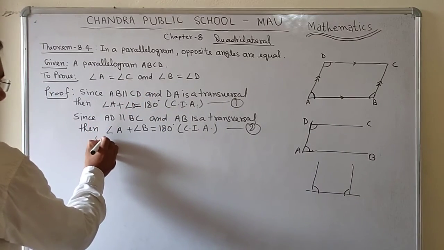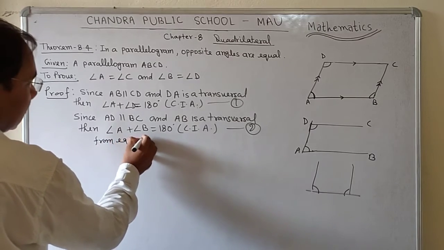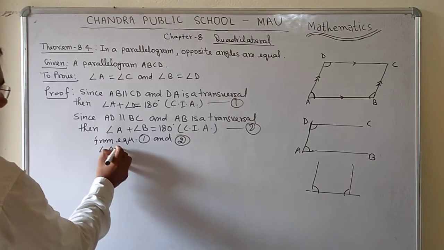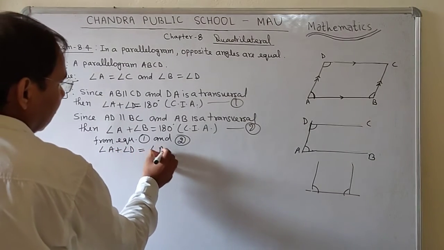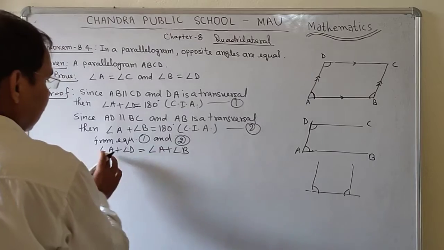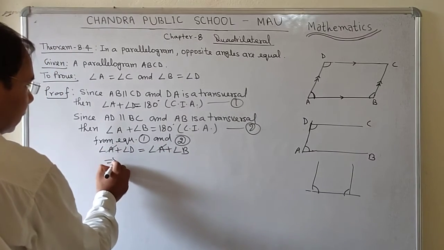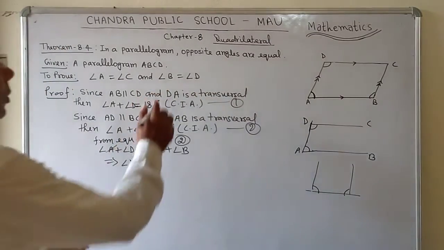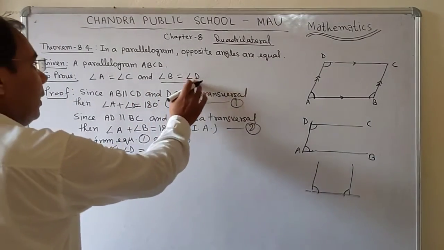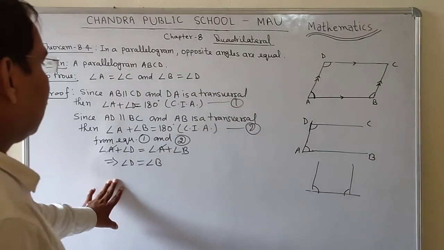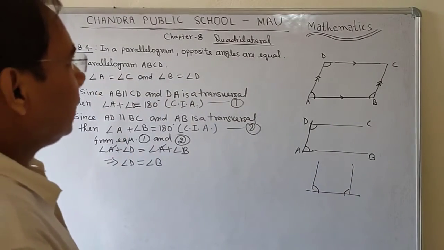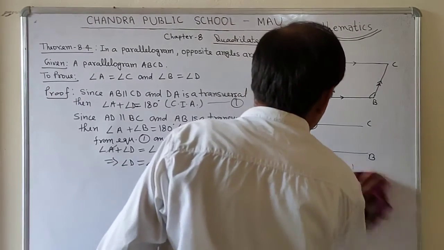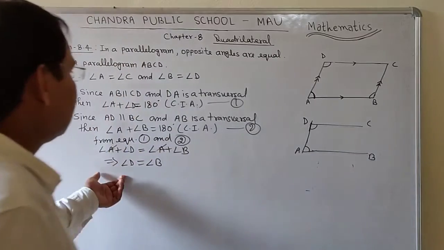So from equation 1 and 2, you can write angle A plus angle D equals angle A plus angle B. Here angle A and angle A will both be cancelled. So it shows that angle D equals angle B. So this part is proved: angle D equals angle B. Now again I am going to give the proof of the next part. So firstly note down up to here, then I will give the proof of the next part. Similarly you can give the proof of the next part also.